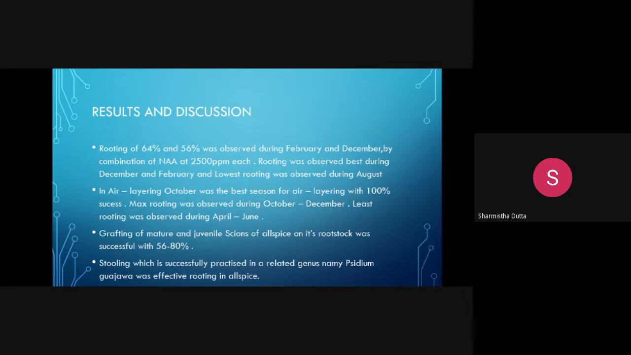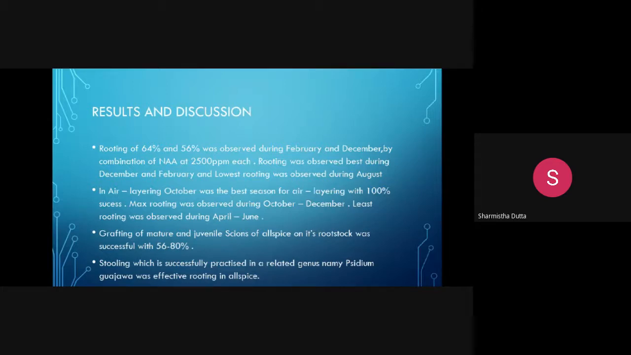Psidium guajava, effectively, yes ma'am. Do you know what is Psidium guajava? Uh, no ma'am. Guava. Guava. Okay ma'am. Guava fruit, no? Yes ma'am, yes ma'am.